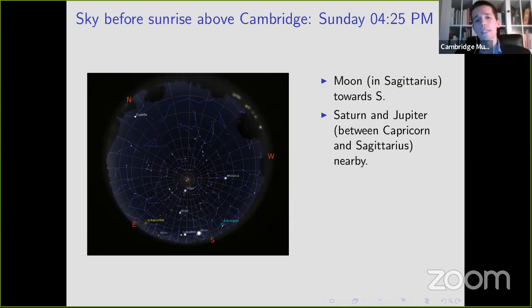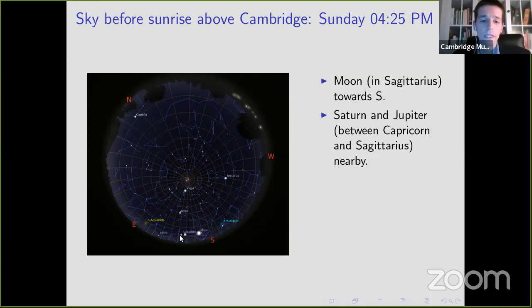And the sky before sunrise above Cambridge. This is 4:25. I'm sorry, it should have said 4:20. It should have said Monday, 4:25 a.m. We have the moon in Sagittarius towards the south. It's low in the sky. Recall that Sagittarius is the teapot, very distinctive, not at the moment because the moon is almost full. The moon is a gibbous waning moon, but almost full, and so it will overpower the stars in that direction.